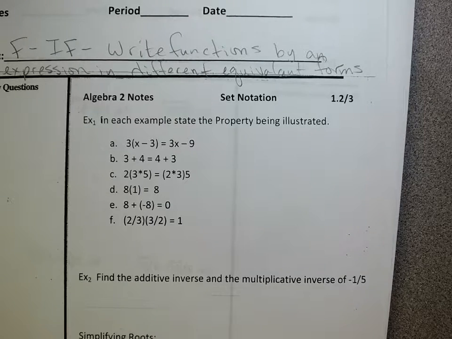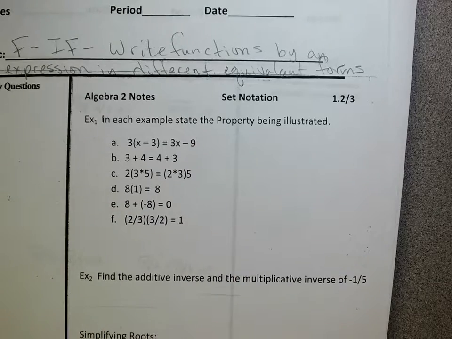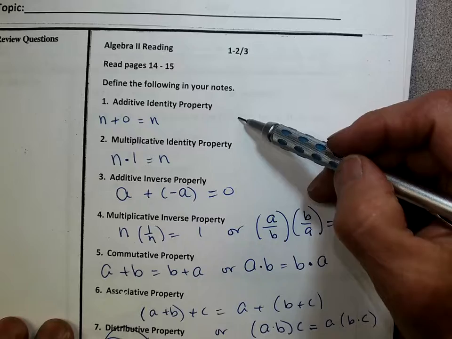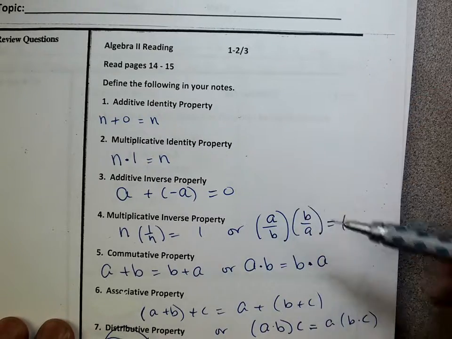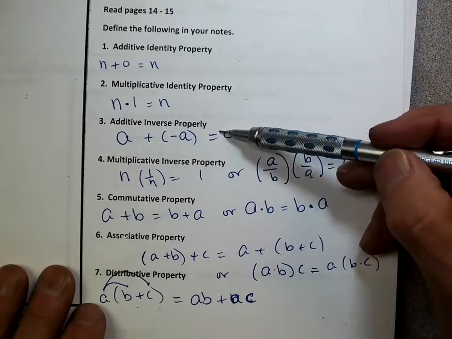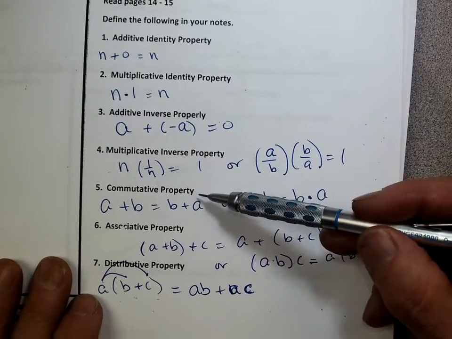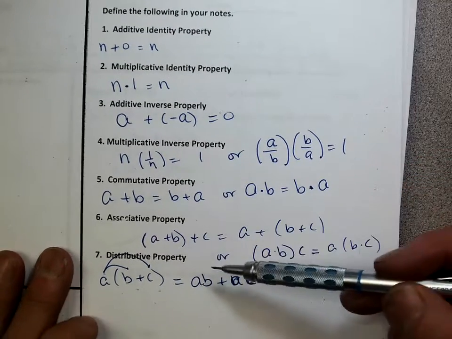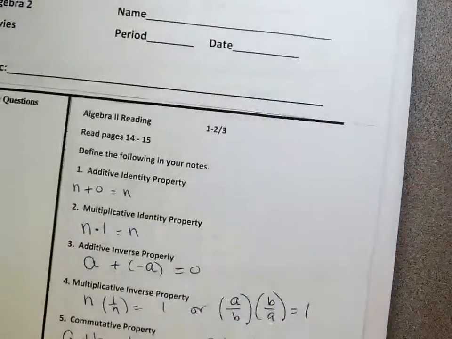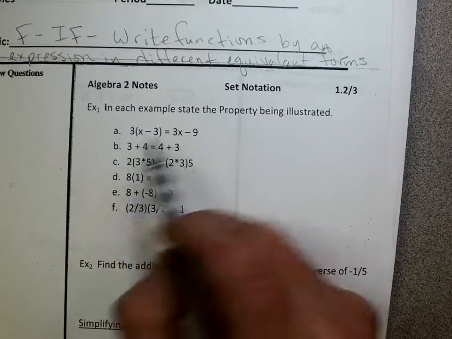So now, in each example, state the property. So we just read about our properties. We had the additive identity, multiplicative identity, additive inverse, multiplicative inverse, commutative property, associative property, and distributive property. So what we want to do is just take a look at our notes and just decide which property is being illustrated.